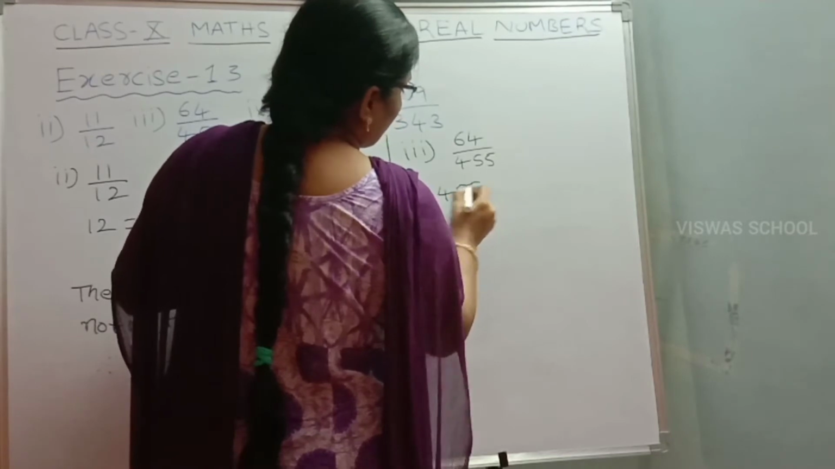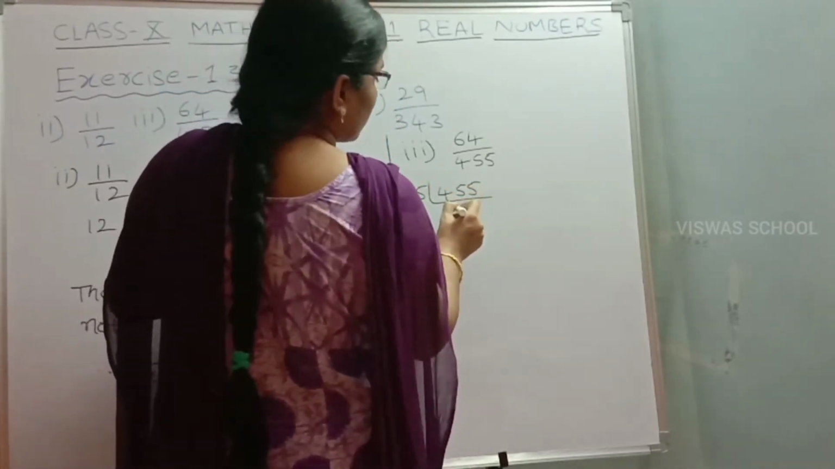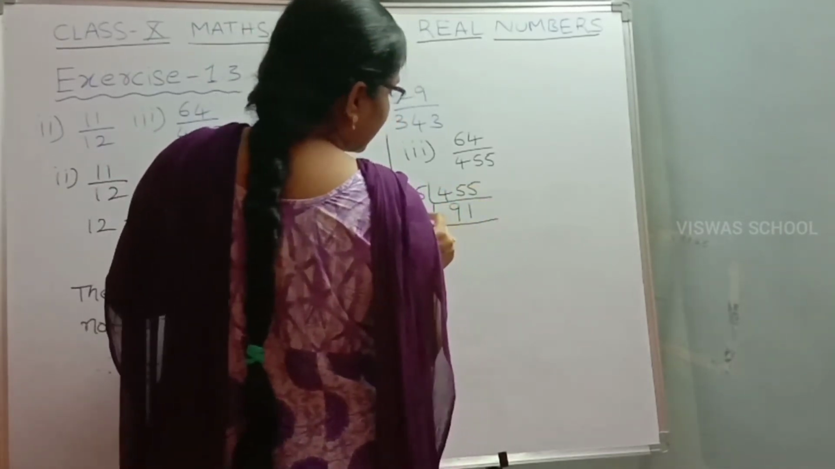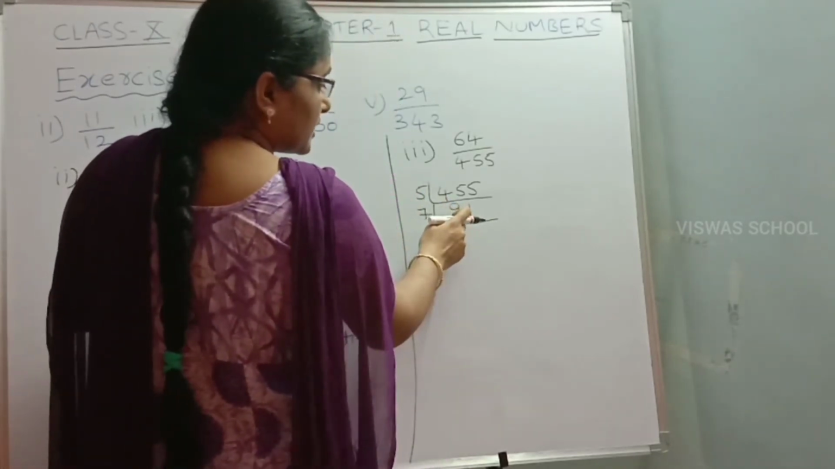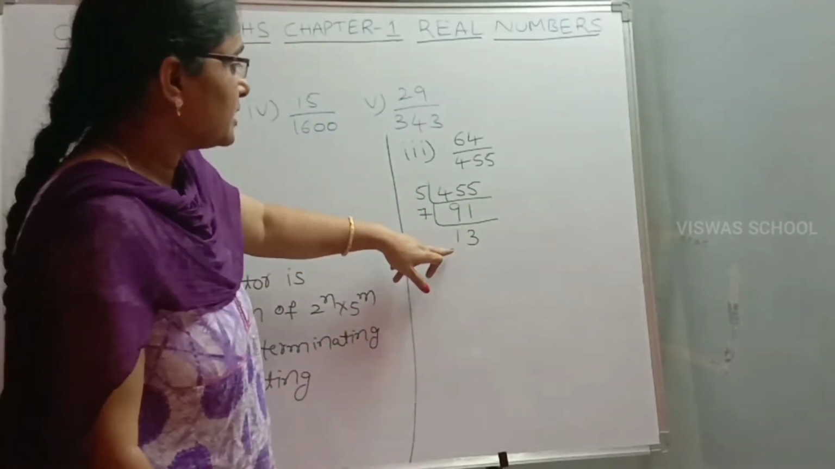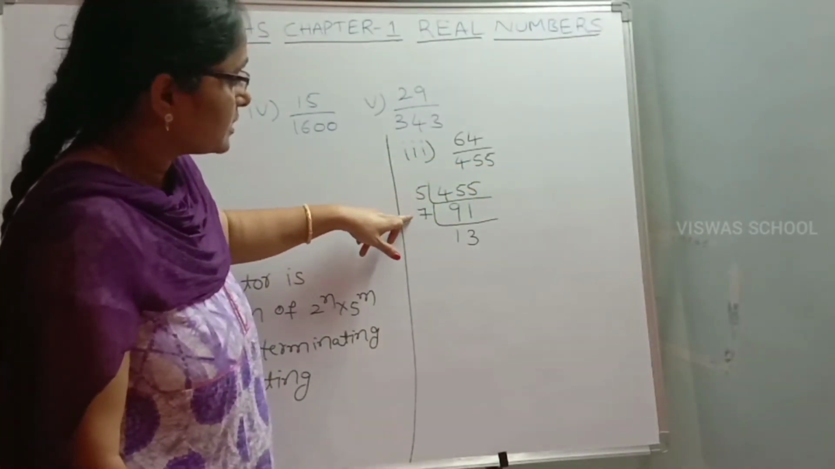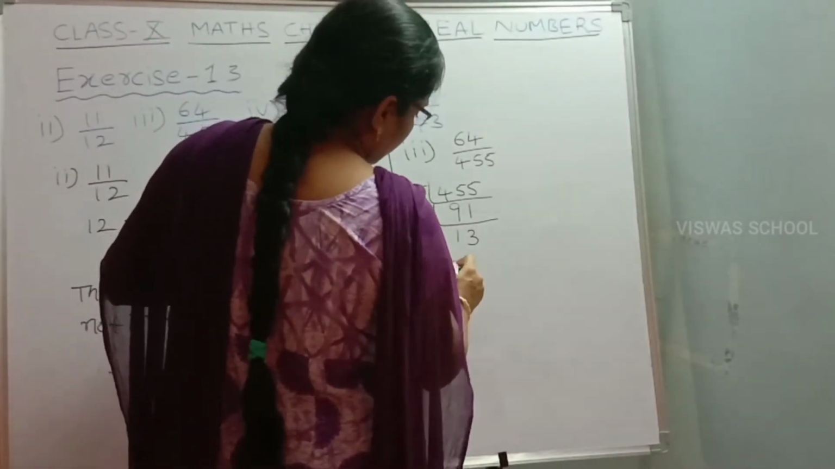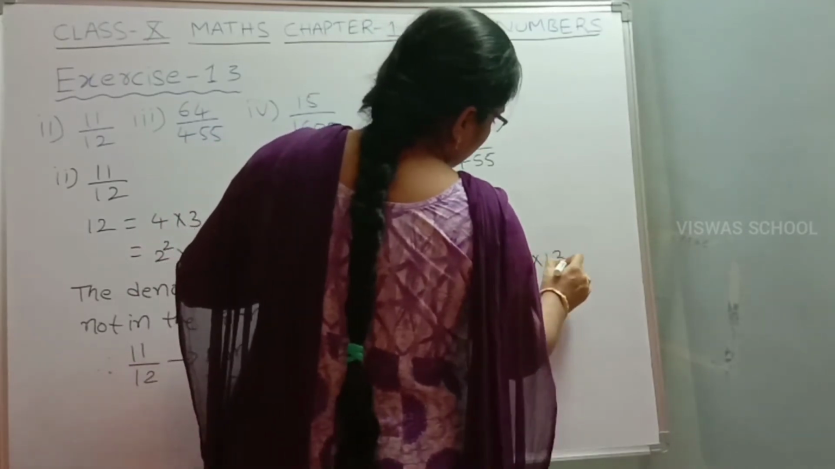That is 455. First with 5. 5 9s are 45, and 5 1s are 5. And next with 7: 7 1s are 7, remaining is 2, that is 7 3s are 21. So 455 is written as 5 into 7 into 13. 455 is equal to 5 into 7 into 13.